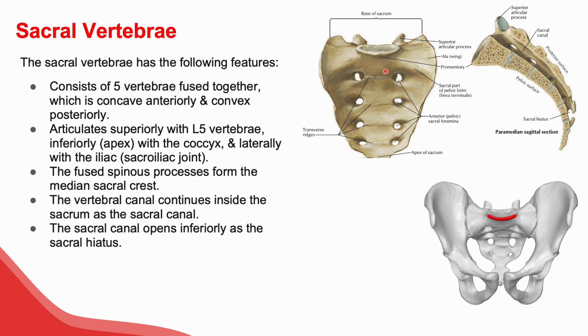The sacrum consists of 5 sacral vertebrae that are fused together, which are concaved anteriorly and convexed posteriorly. It articulates superiorly with the L5 vertebra. It articulates inferiorly with the coccyx, and it articulates laterally with the iliac, forming the sacroiliac joint. The fused spinous processes form the median sacral crest. The vertebral canal continues inside the sacrum as the sacral canal, and it is opened inferiorly as the sacral hiatus.